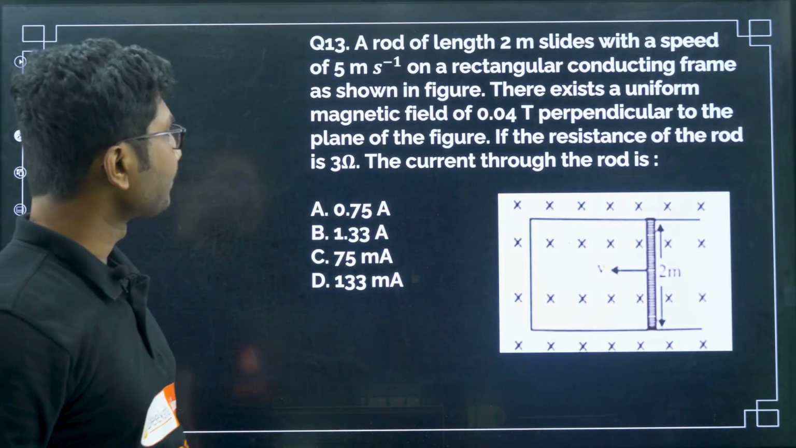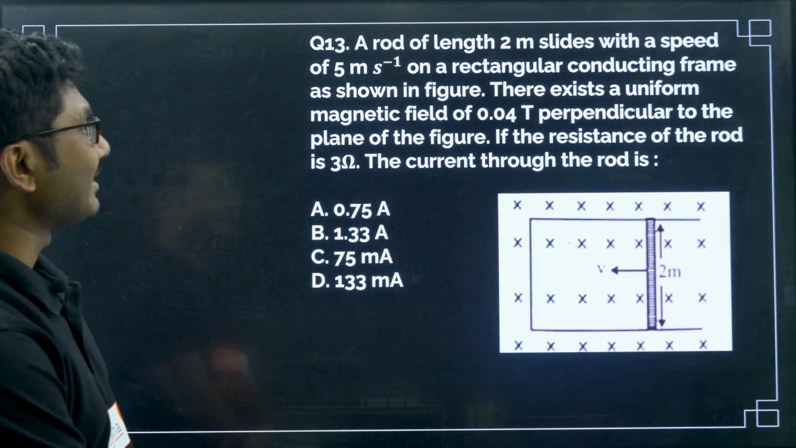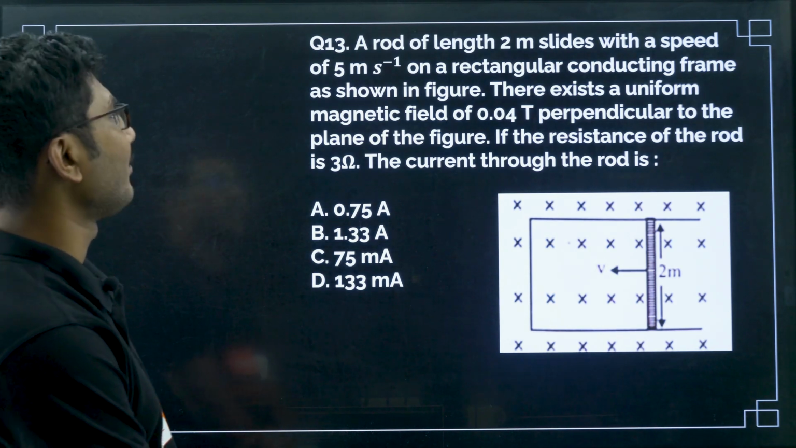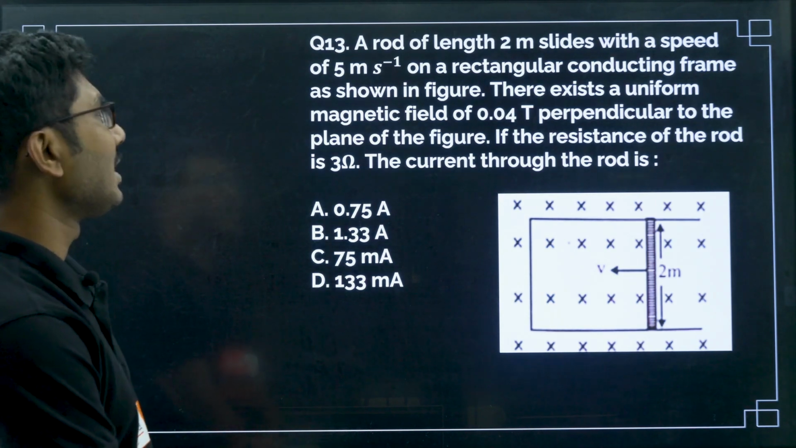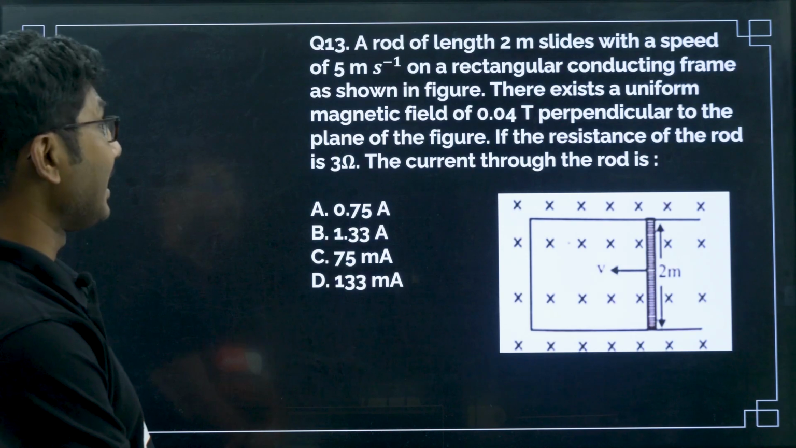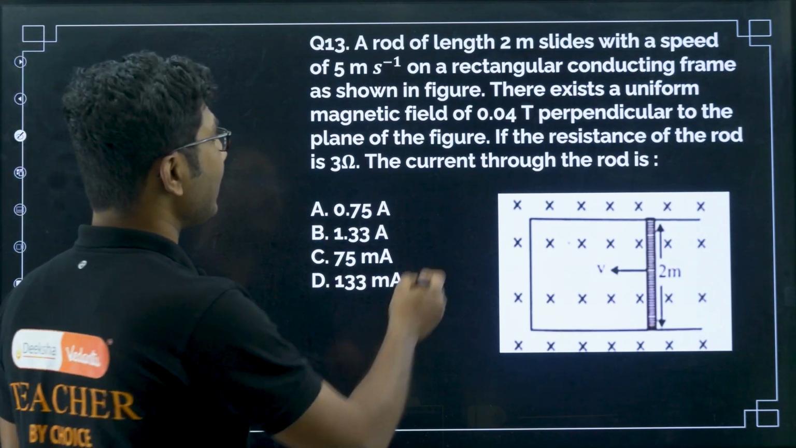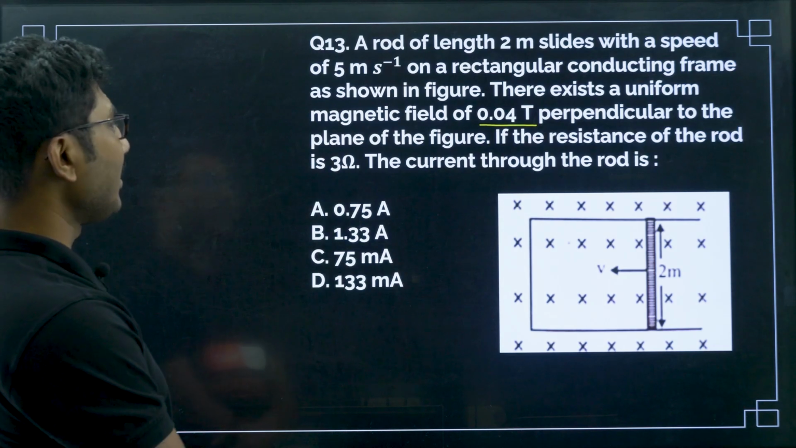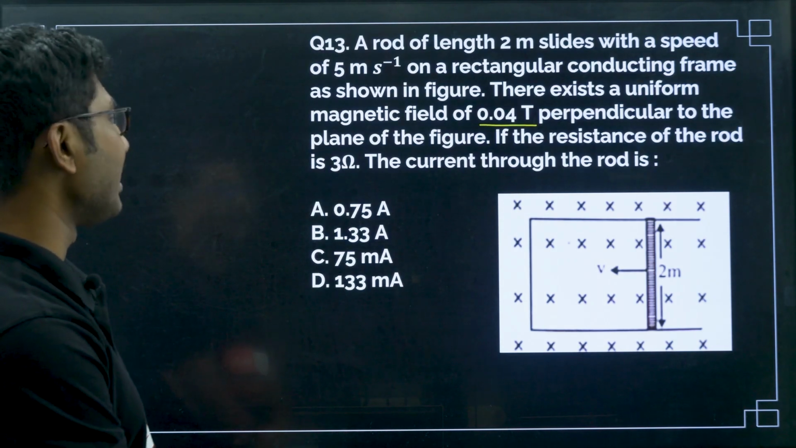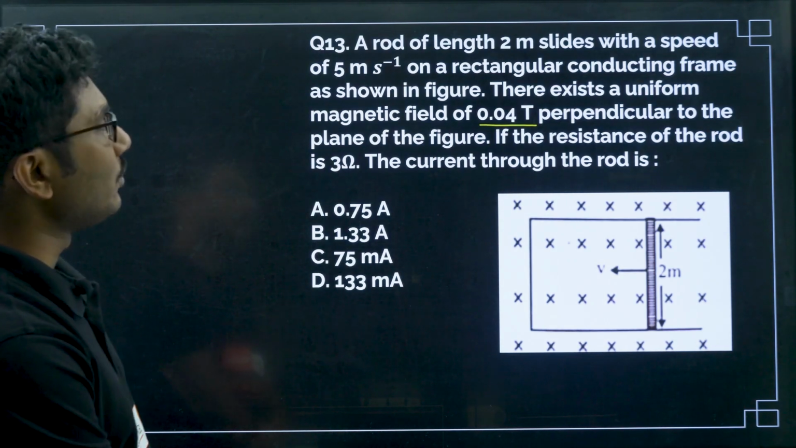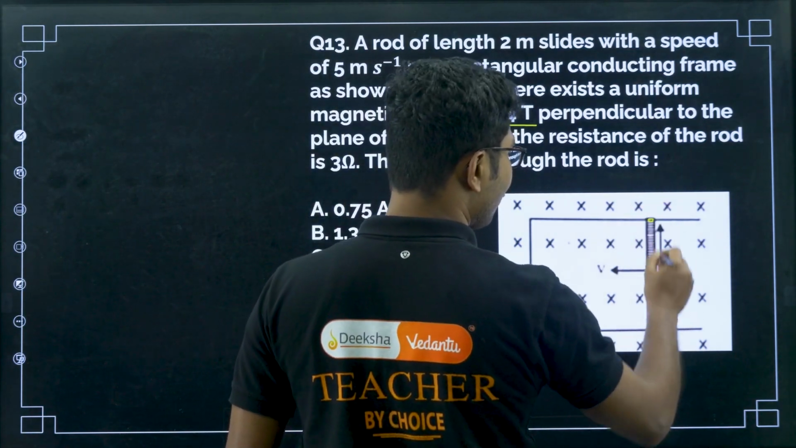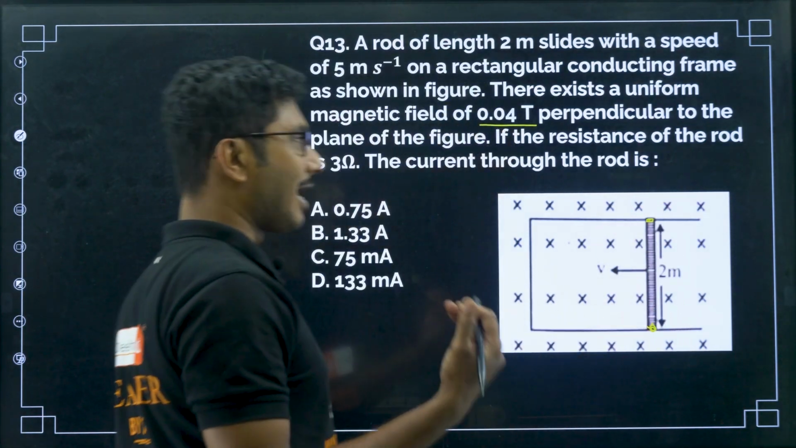Now, next question. A rod of length 2 meters slides with a speed of 5 meter per second on a rectangular conducting frame as shown in the figure. There exists a uniform magnetic field of 0.4 Tesla perpendicular to the plane of the figure. The resistance of the rod is 3 ohm. The current through the rod is? So, first you have to find the current through this rod. This is a slightly higher order question.